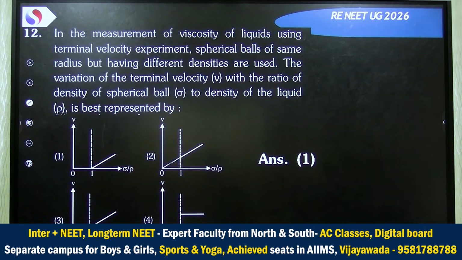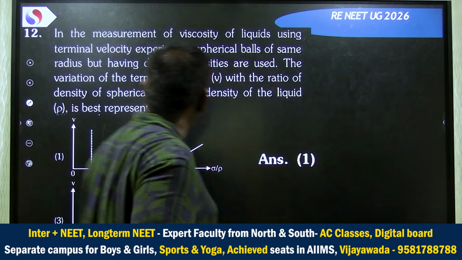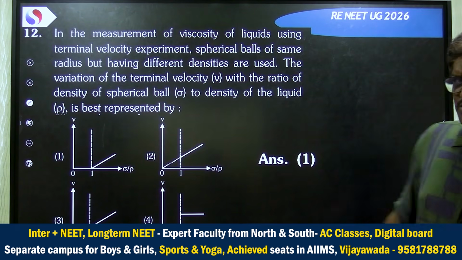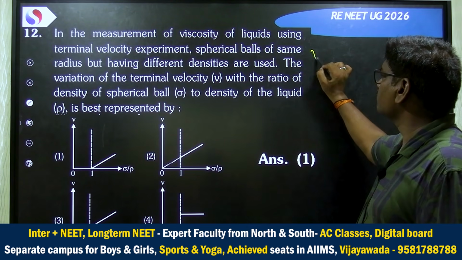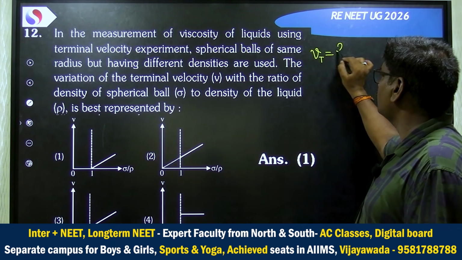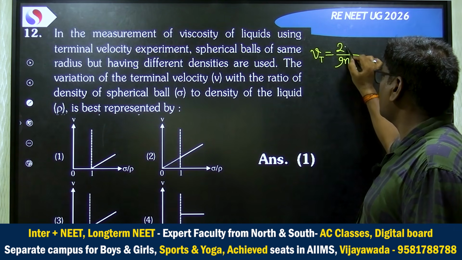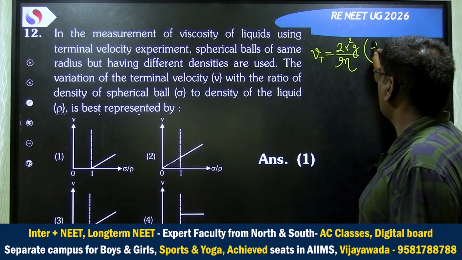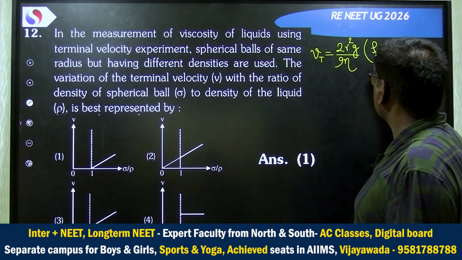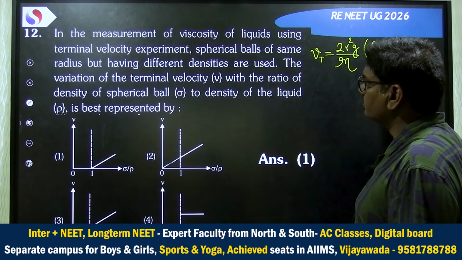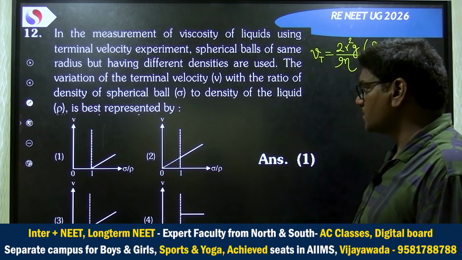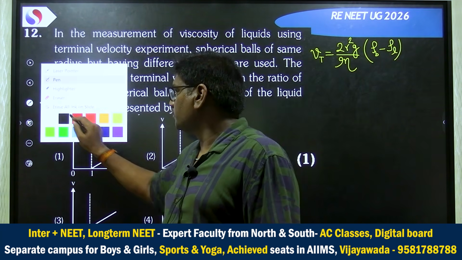Next one. In the measurement of viscosity of the liquid using terminal velocity experiment, the spherical ball of the same radius having different density are used. Fine. So variation of the terminal velocity to the ratio of density of the spherical and the liquid. So again, direct formula of terminal velocity. What is the terminal velocity formula in Stokes law? 2 by 9 eta r square g rho B minus rho L. Okay, this rho B is the density of the ball, material means.